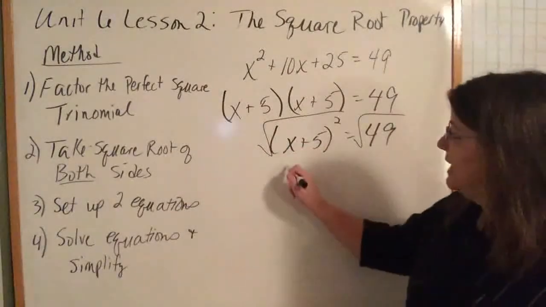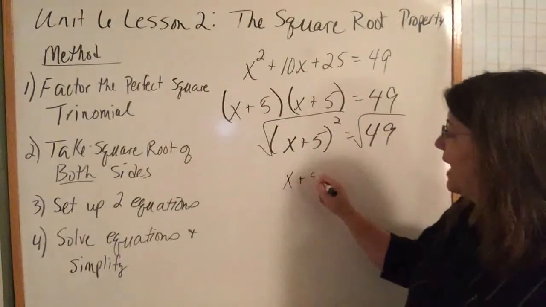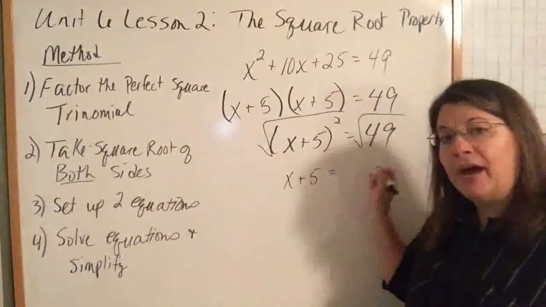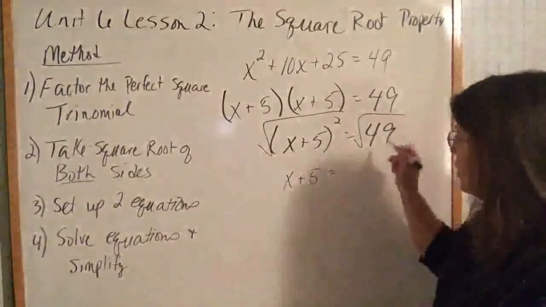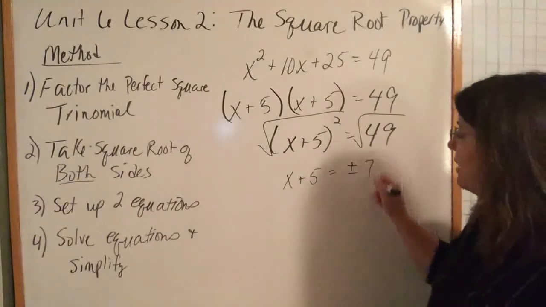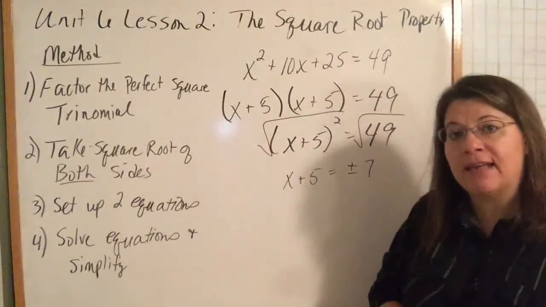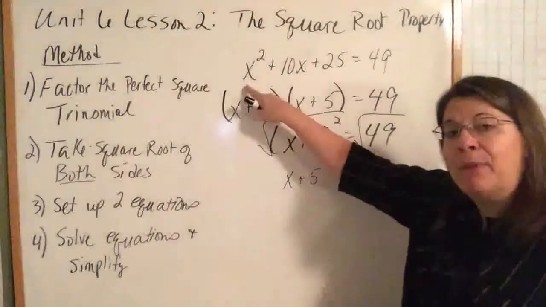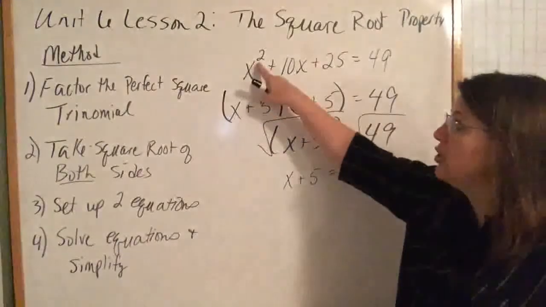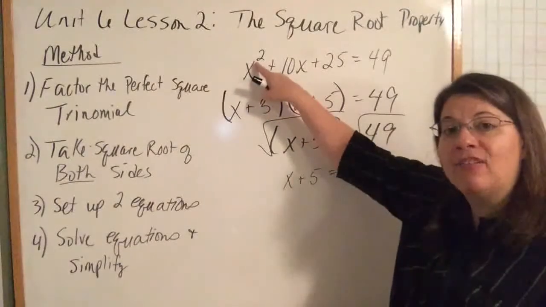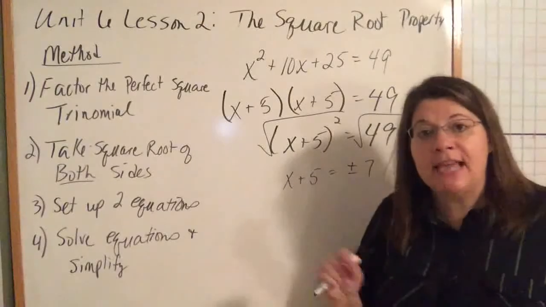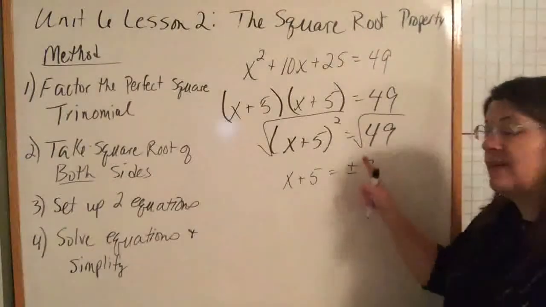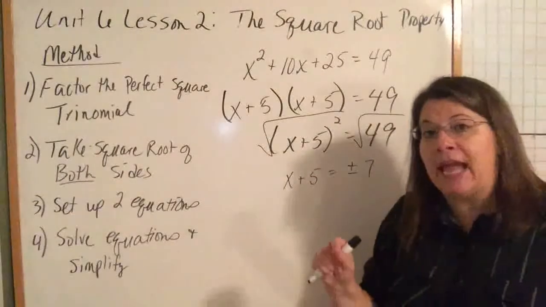So on this side, I'll have x plus 5, and on this side, I have to account for the positive and the negative that could give me a 49. So I have a plus and minus 7 on that side. So 2 possible answers. Remember, when we have a polynomial equation, whatever the degree or the power, the highest power of that polynomial is how many solutions I will have. So I have to put the plus minus in there to account for both of the answers.